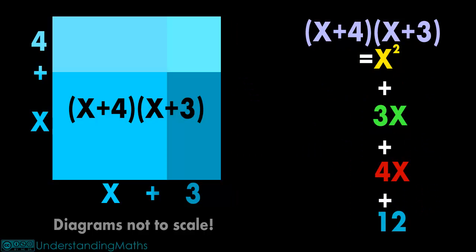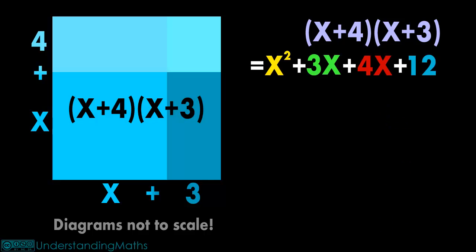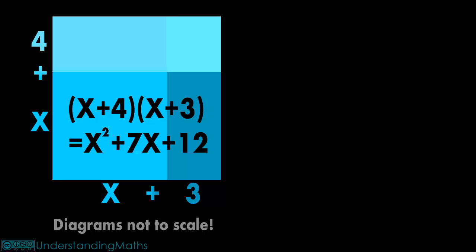So the result is all of these added together, which is x squared plus 3x plus 4x plus 12. Of course, 3x and 4x make 7x, so we can simplify and say that the product of x plus 4 and x plus 3 is x squared plus 7x plus 12. Hence, the area of this rectangle can be expressed as x squared plus 7x plus 12 units squared.